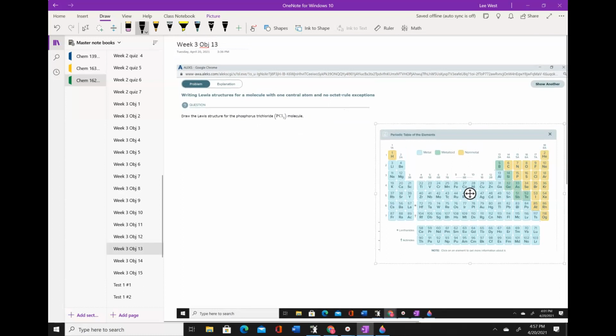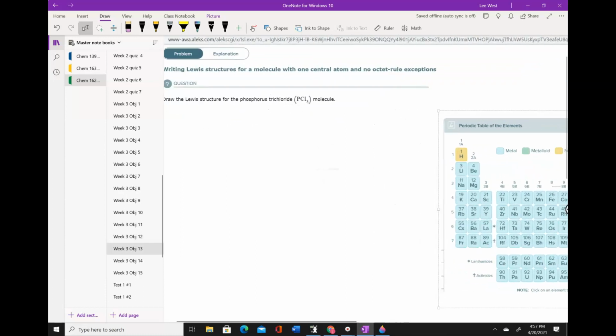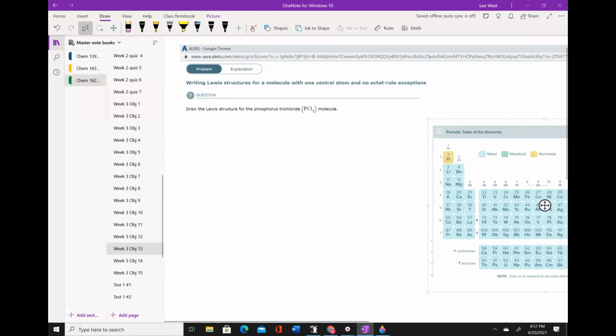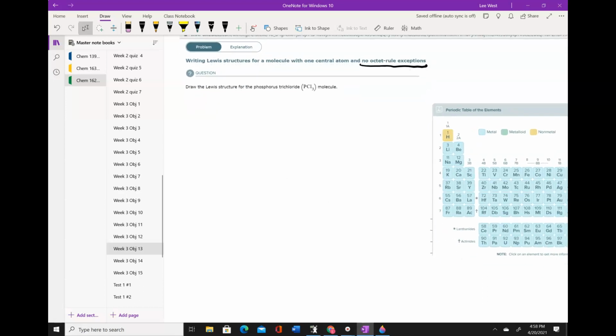Draw the Lewis structure for the phosphorus trichloride molecule. Now, the thing here is it says no octet rule exceptions. So we're not going to have any expanded valence shells, and we're also not going to have any electron deficient molecules. So don't worry if those terms don't mean anything to you, but that is an important thing to recognize.